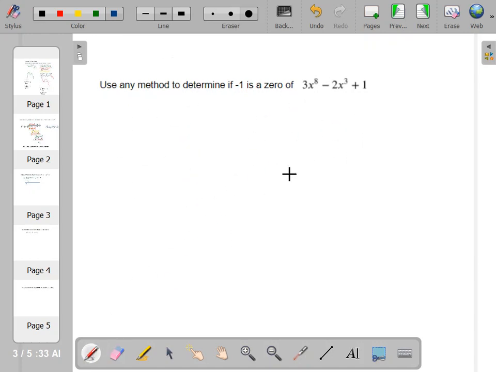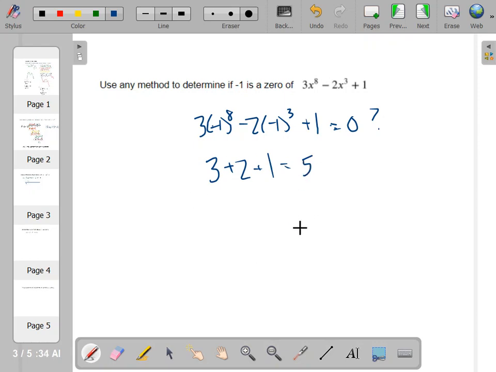You can do long division. Again, that's a long way to do this problem. If it is a 0, what does that mean? It means when you plug it in, you get 0. Does this equal 0? You don't need a calculator for this. -1 to the 8th is 1, so that's 3. -1 to the 3rd is -1, so that's plus 2, plus 1. No, this is not a 0, because when you plug in -1, you get 5. If I plug in -1 and I get 0, then I know it's a 0. So you just have to be aware that there are multiple ways to approach these problems, and synthetic division isn't always the best. Just plug it in the old-fashioned way.